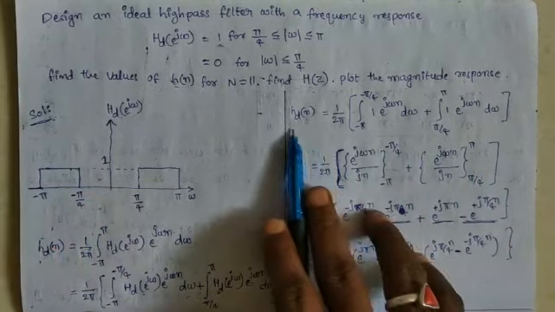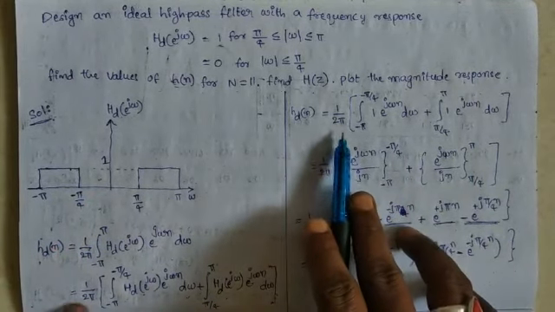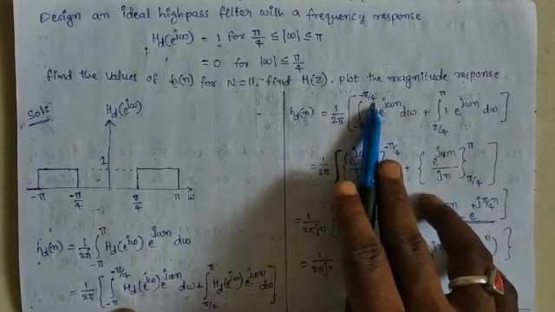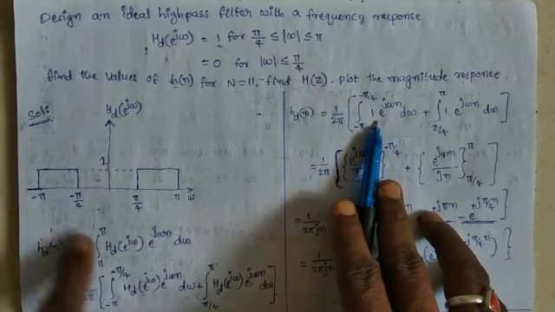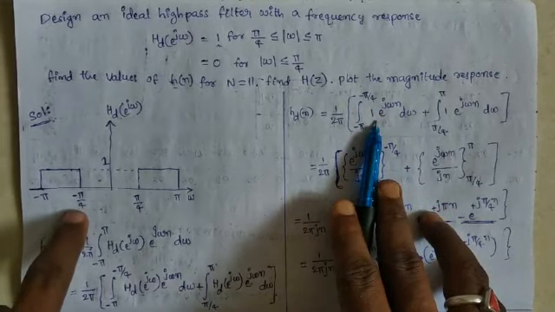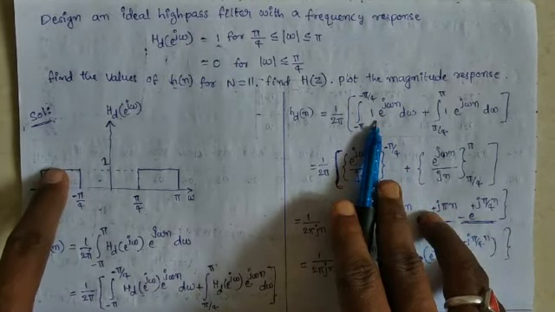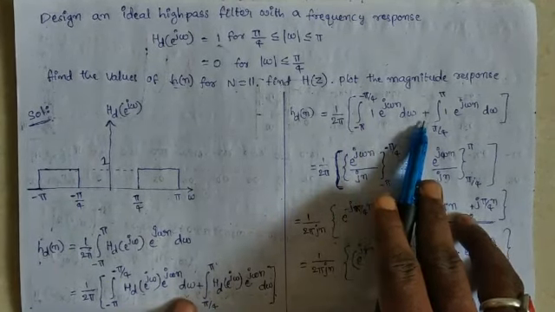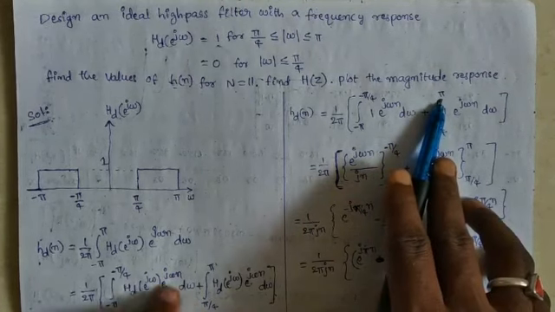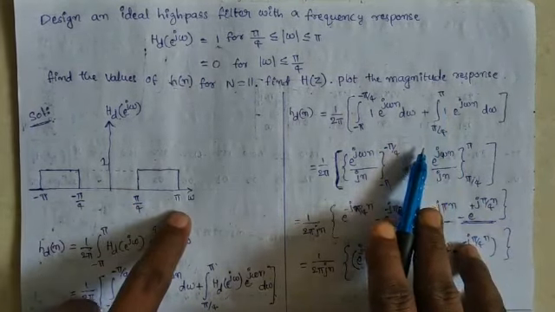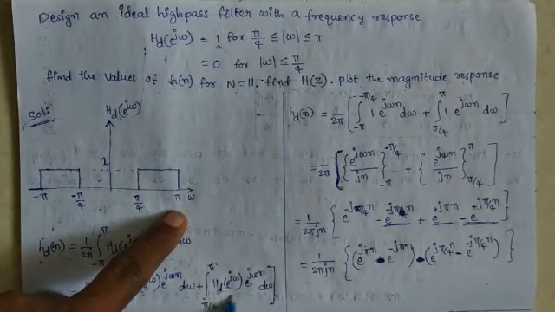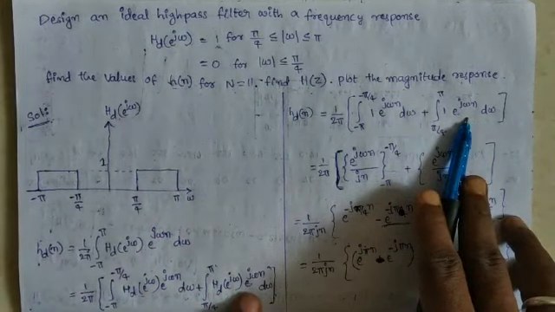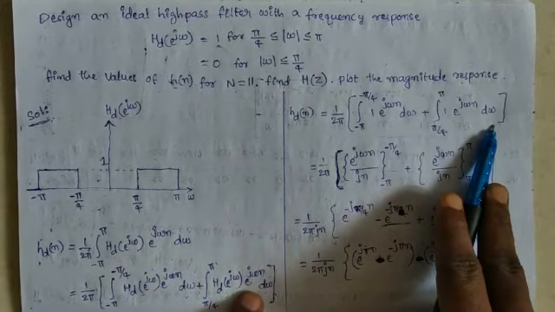Here now we are calculating hd of n. hd of n is equal to 1 by 2 pi integral from minus pi to minus pi by 4 of hd of e power j omega, which is 1, into e power j omega n d omega, plus the integral from pi by 4 to pi of hd of e power j omega, which is 1, into e power j omega n d omega.